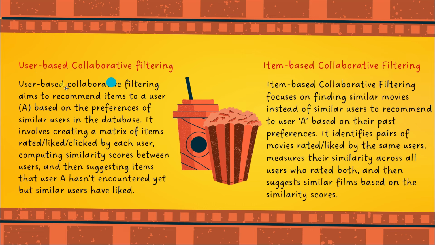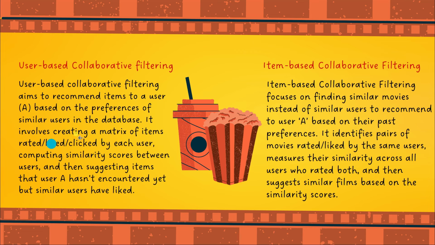User-based collaborative filtering aims to recommend items to user A based on the preferences of similar users in the database. That means, let's say you have a user called A. Based on similar users, maybe B, C, D, whatever, it gives you recommendations based on the preferences of those similar users. It involves creating a matrix of items rated, liked, or clicked by each user. The matrix is built from the ratings they give, let's say 4-star or 5-star, or 10 out of 10 or 5, and how many likes or clicks happened.